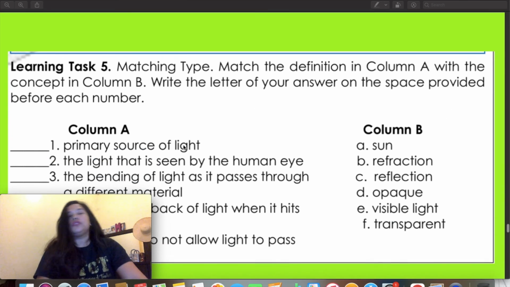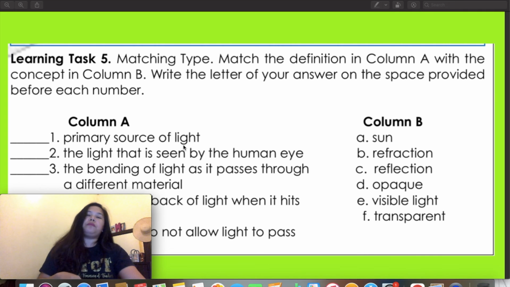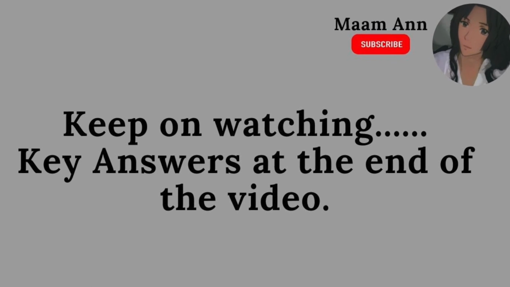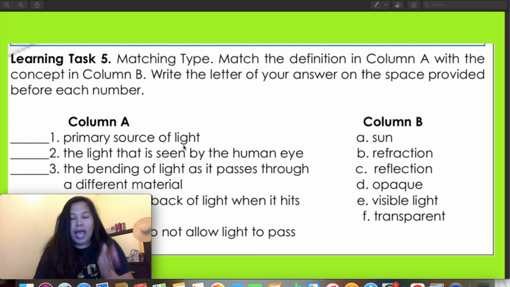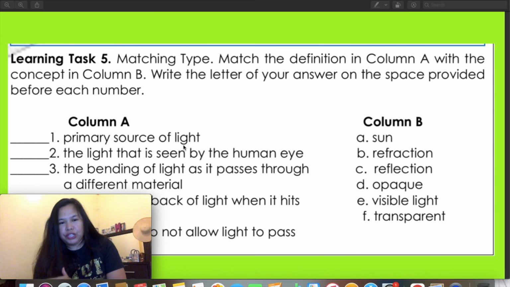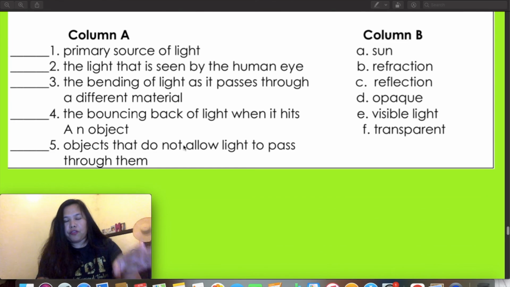So in our learning task 5, matching type, match the definition in column A with the concept in column B. Write the letter of your answer in the space provided before each number, but don't worry, I have the answer key at the end of our video. Okay? Keep on watching. So, there are 5 questions.